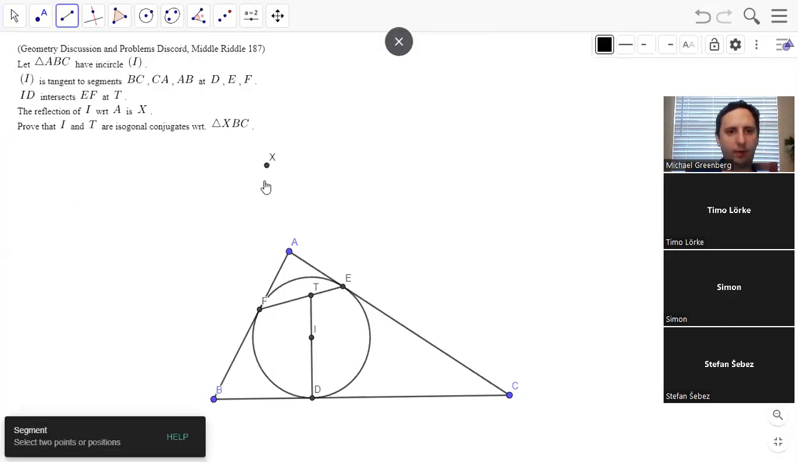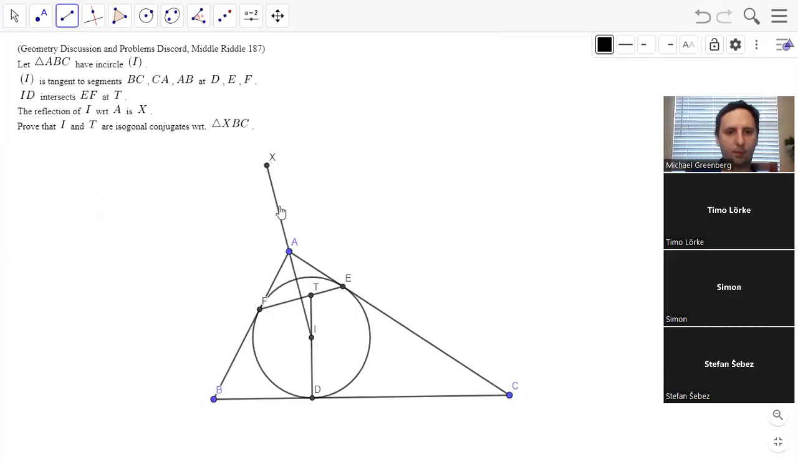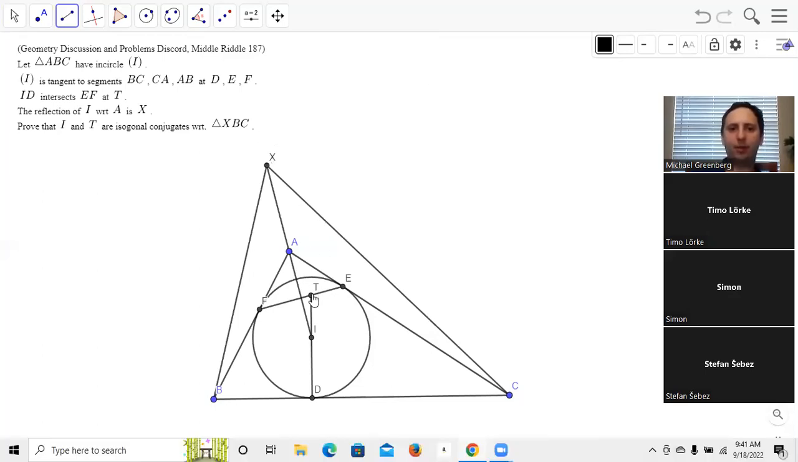So by isogonal conjugates, what that means is a couple of things. It means that angle IBC is angle TBX, and angle ICB is angle TCX, and angle IXB is angle TXC. So basically, if you take points I and T and you connect them to any of the three vertices, then it forms the same angles. So TXC is IXB, and TBX is IBC, and TCX is ICB. That's what isogonal conjugates are.